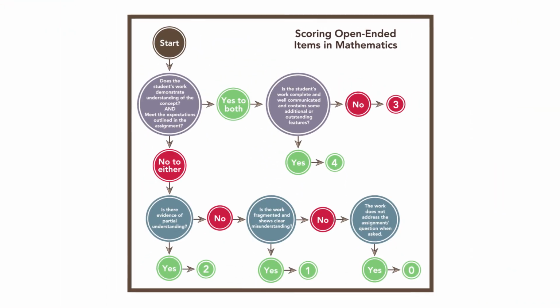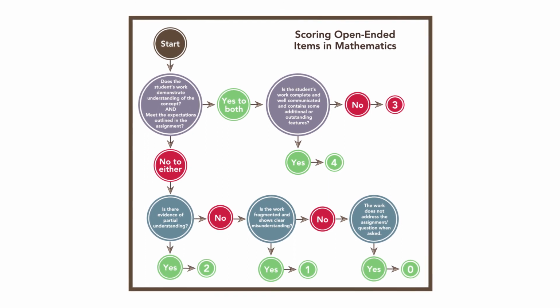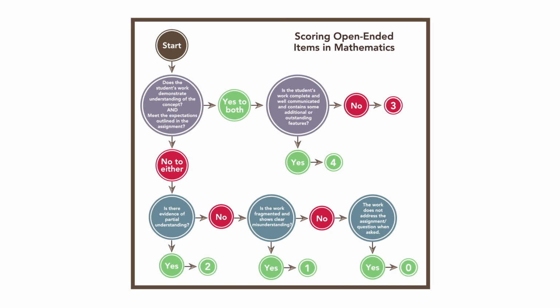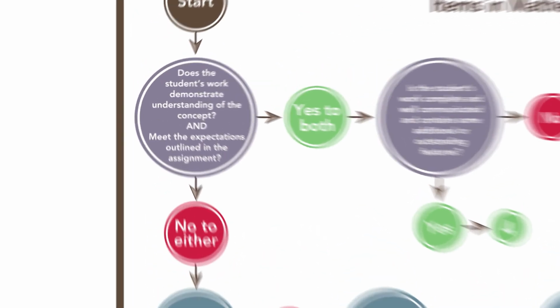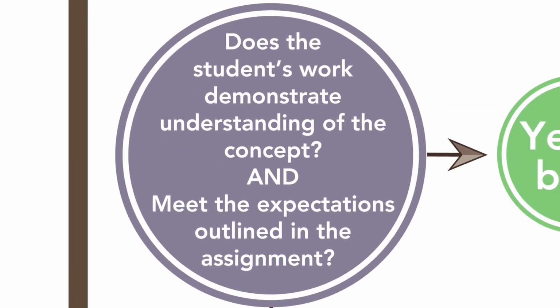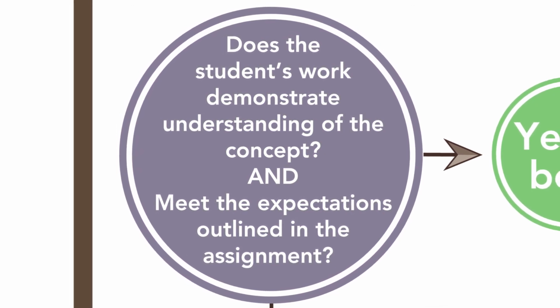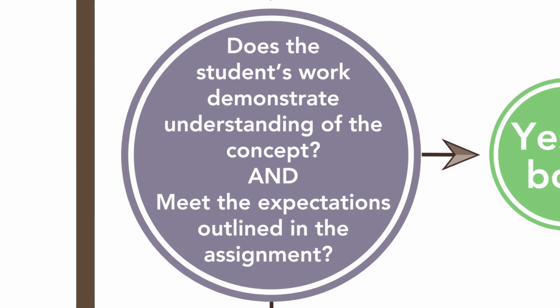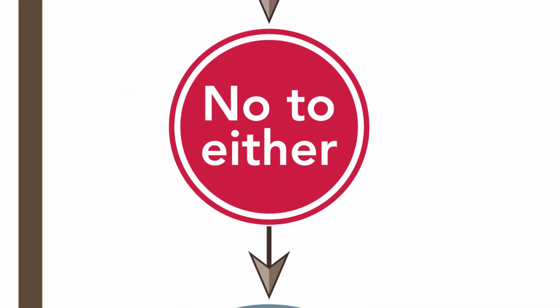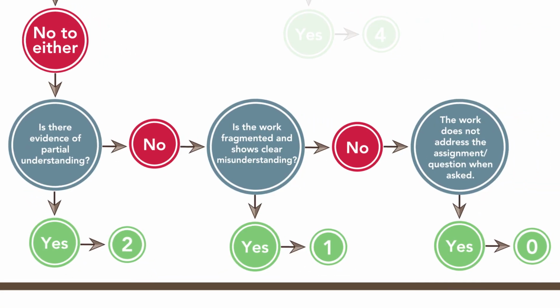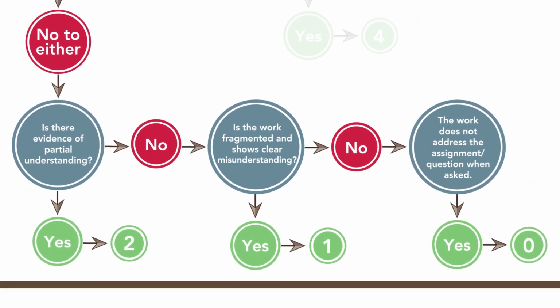Now let's go and talk about students that will score a 2, a 1, or a 0 on an open-ended question using our scoring rubric. Go back to the original 2 questions. Does the work demonstrate understanding of the concept? And does the work meet the expectations of the task? If the answer to either of those questions is no, then we know the student is either going to score a 2, a 1, or a 0.